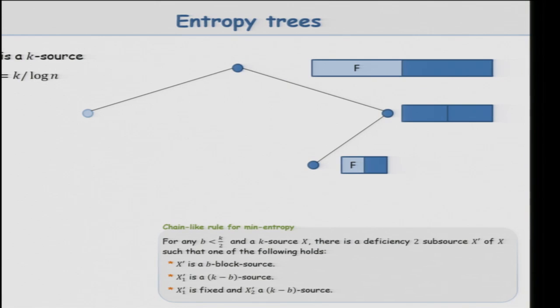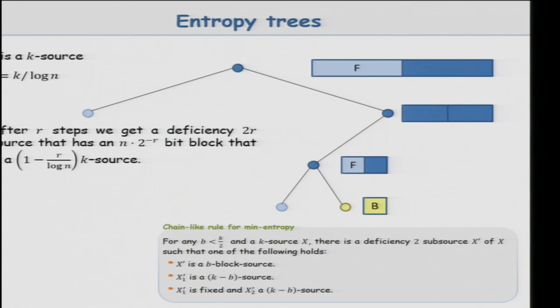Then you apply it again, and because I had some room, I added more. Maybe now this part is fixed, and you move to a sixth or eighth of the source. Then you discover that it has a deficiency-2 subsource which is a block source. In this case, this will be your block b, and you get a subset of the indices where you have this block source. I claim that for any k larger than about log squared of n, you are bound to find this block source at some point.